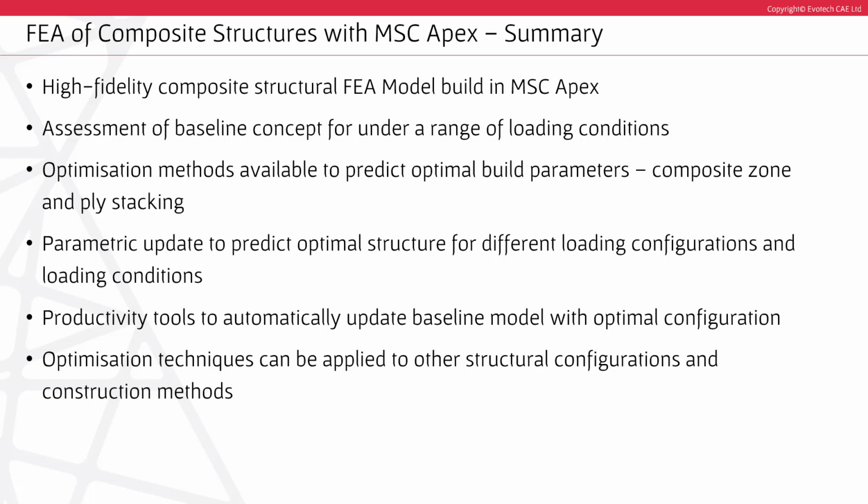These techniques that we've looked at, whilst in this particular example are focused on composite structures, can be used to define optimal structural configurations for different construction methods, maybe looking at metallic structures or additively manufactured structures, or hybrid approaches where we might look at AM with composite structure in the same type of design.